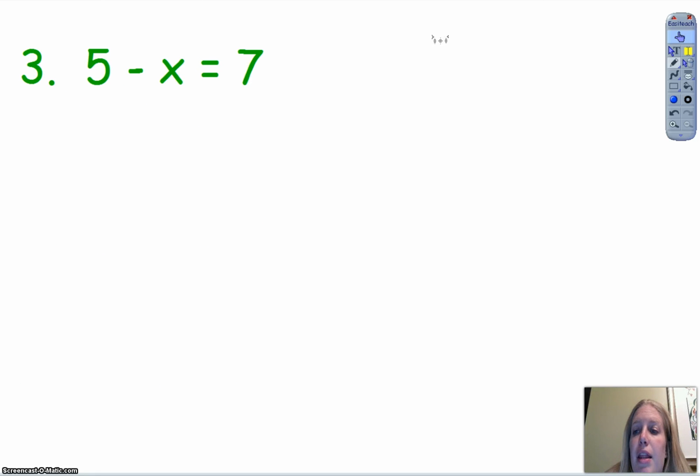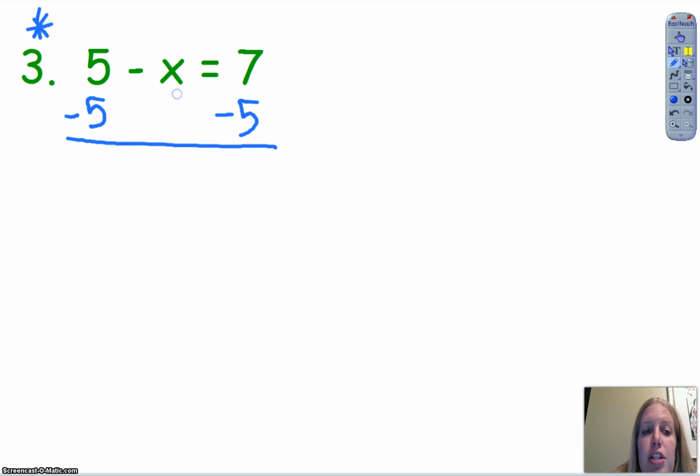Okay. This one's my tricky one. And I'd put a star next to it. So first, forgetting about this subtraction symbol that's here, because that goes with the x. This 5, to undo it, it's a positive 5, so you're going to subtract 5 from both sides. Even though that subtraction goes with your x, this 5 is a positive 5, so to undo it, you need to do negative 5 or subtract 5.